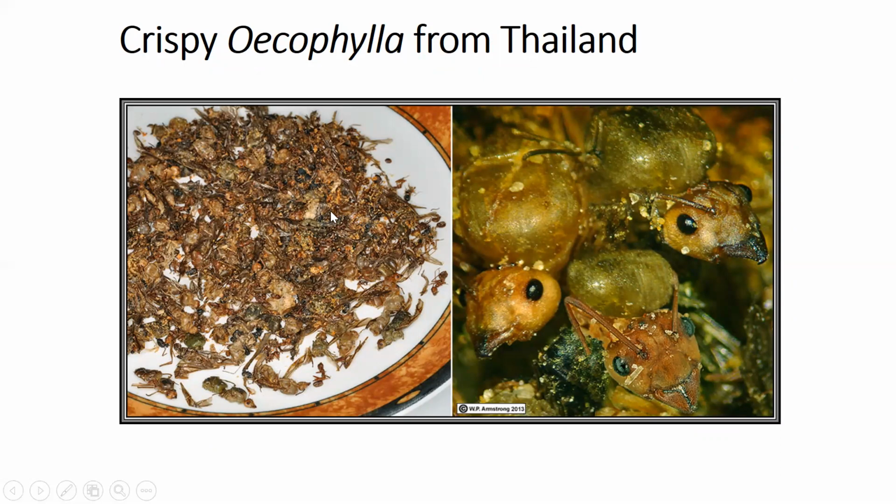So that is sold as a fresh product, and not that there I showed you. Here I am showing you that it can be prepared as a crispy dish. Here, crispy Ecophylla from Thailand. This is actually fried. You can add spices and then you can make it tasty, right? And that is a delicacy really.